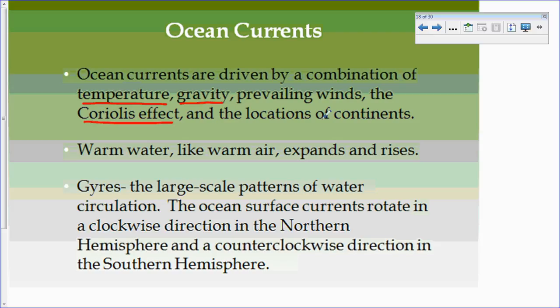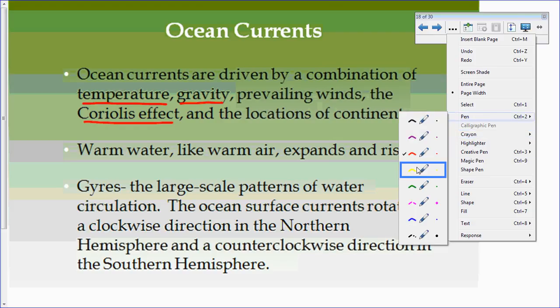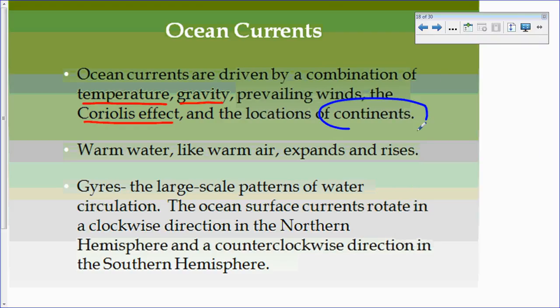And the location of the continents, this one is a difference right here, right? The continents getting in the way will change the path of the ocean, right? So this one is location of the continents. This is a difference. Okay? Water, like air, expands and rises. These are important right here.